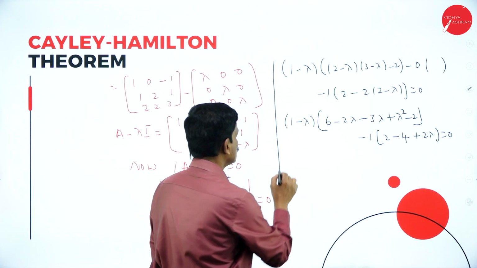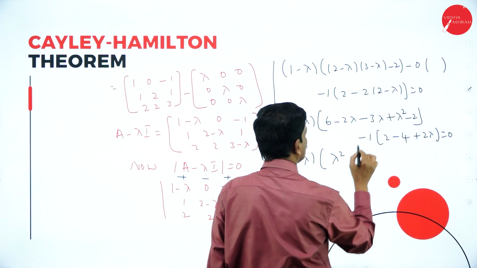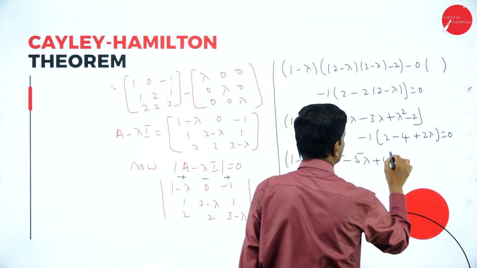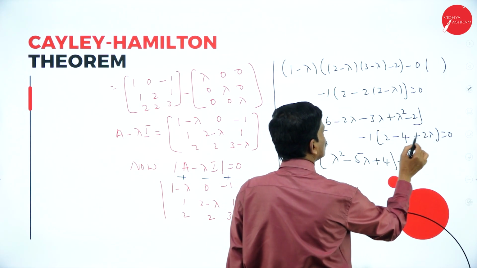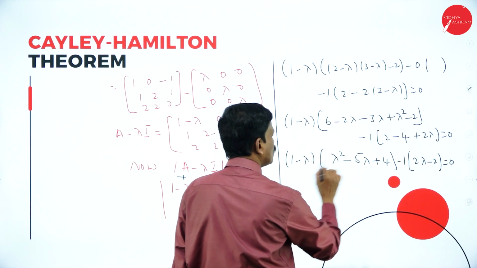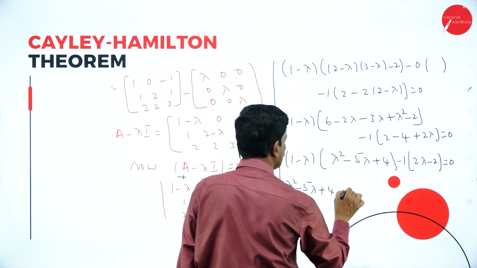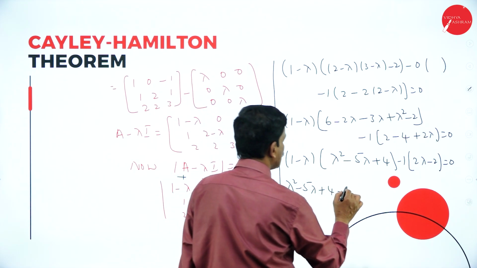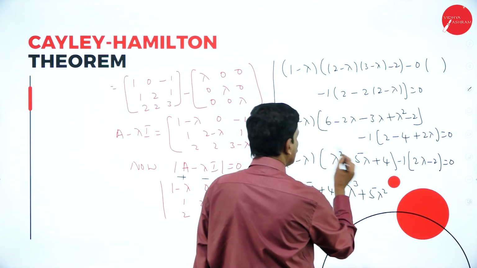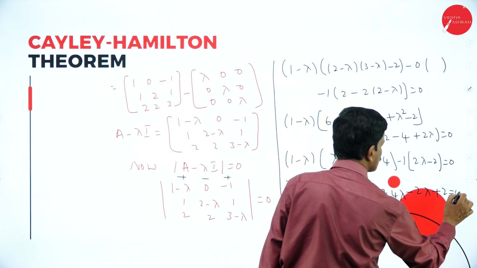Now, simplify this. So this is 1 minus lambda into, put it in order, lambda square, minus 3 minus 2 is minus 5 lambda, 6 minus 2 is plus 4, into minus 1 as it is, 2 lambda, minus 4 plus 2 is minus 2, is equal to 0. Again, multiply this with 1. 1 into lambda square is lambda square minus 5 lambda plus 4. Again, multiply by minus lambda. Minus lambda into lambda square is lambda cube, minus into minus plus 5 lambda square, minus into plus it is minus 4 lambda, again minus 2 lambda, minus into minus plus 2 is equal to 0.